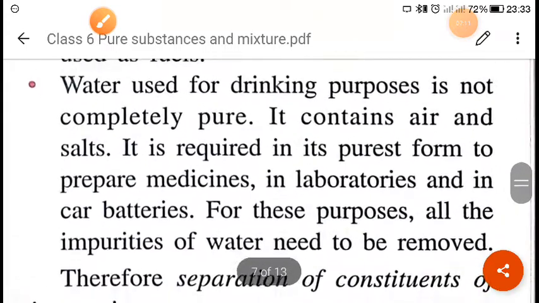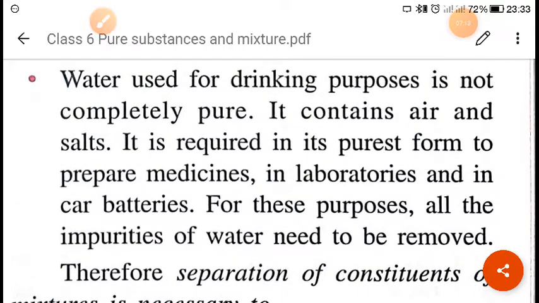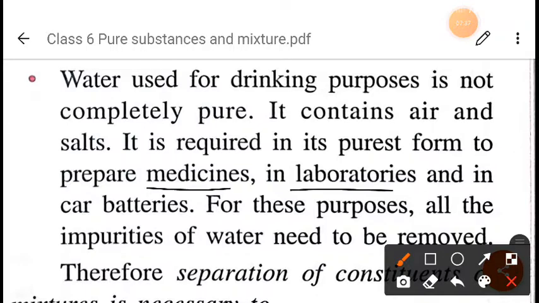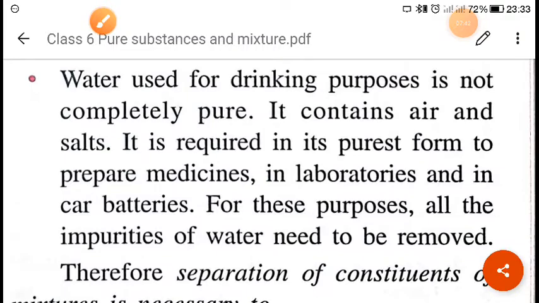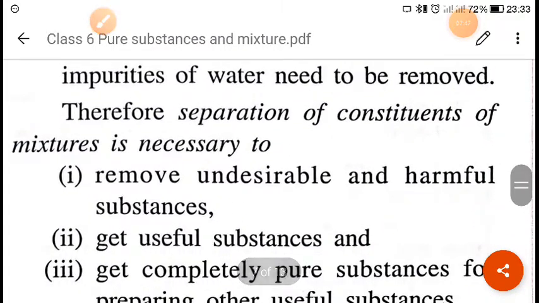Because the water we use for drinking is not completely pure. It is free from germs, but you will get so many other things like minerals and a very little amount of salt, and it contains air. So we purify that water, and that purified water we use for medicines, in laboratories, in car batteries, and so on. These were some examples which prove why there is a need for the separation of the constituents of a mixture.